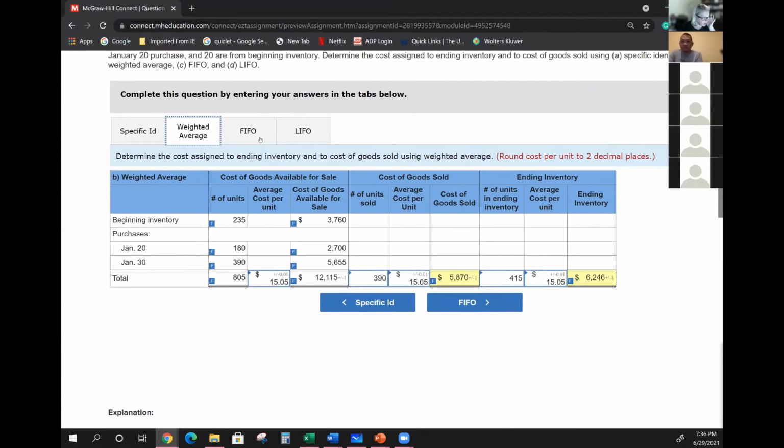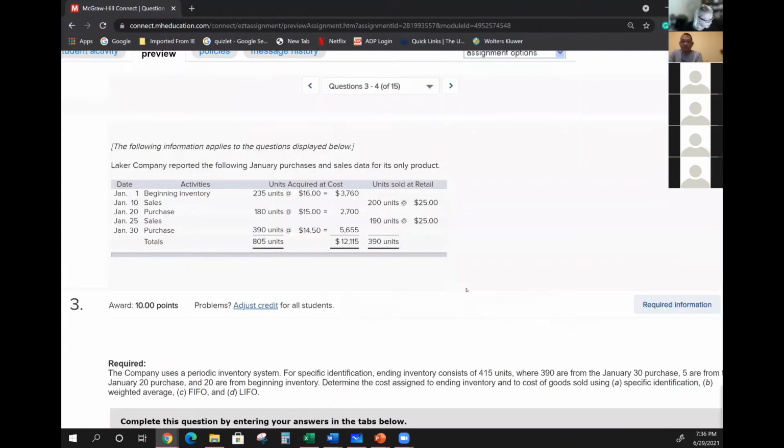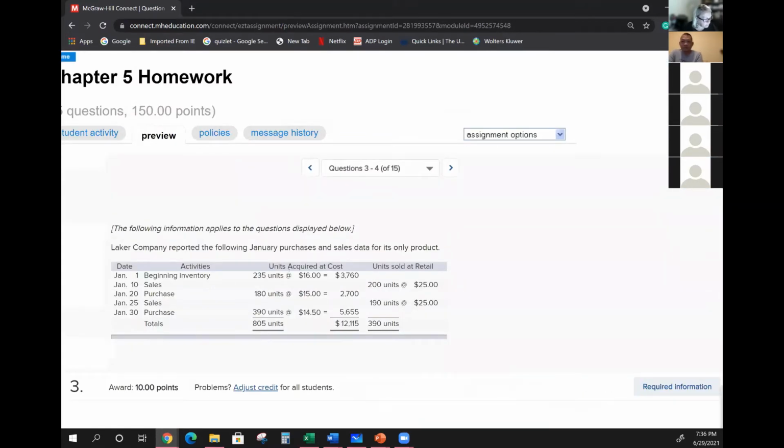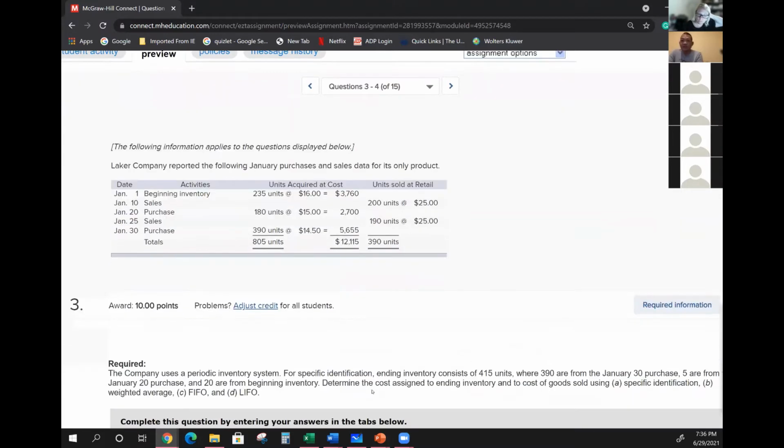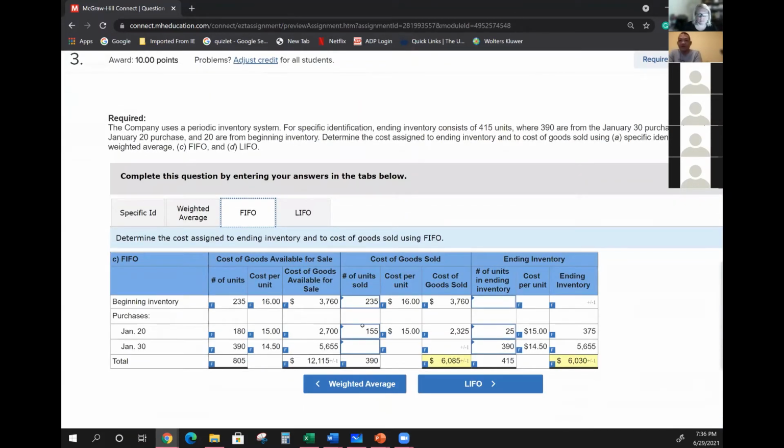All right, so let's look at FIFO. First in, first out. So we know we have 235 units, we're selling 200 on the 10th, and we're selling 190 on the 25th. Out of those 390 units, we're going to use what was first, the beginning entry, the 235. Because we're looking at the end of the period, we're not looking at it as it happens.